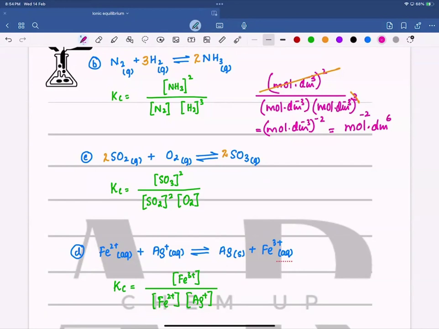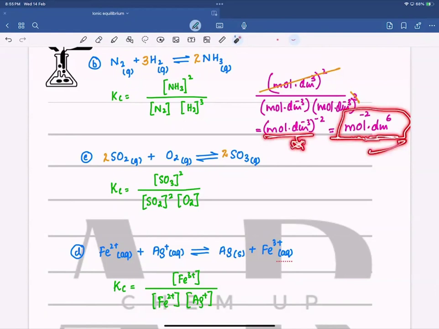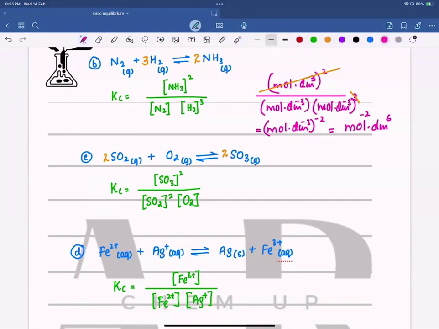Sir, if we won't do this last part, it would be correct, right? But it's always appreciated if you write it in this way, not in this way. Otherwise that will be considered incomplete. Okay, sir. So here again we have mole per dm cube whole squared in the numerator, mole per dm cube whole squared in the denominator, and mole per dm cube. So these two cancel out and we are left with 1 upon mole per dm cube. If I move it to the numerator, it becomes mole inverse dm cube. Is this clear?